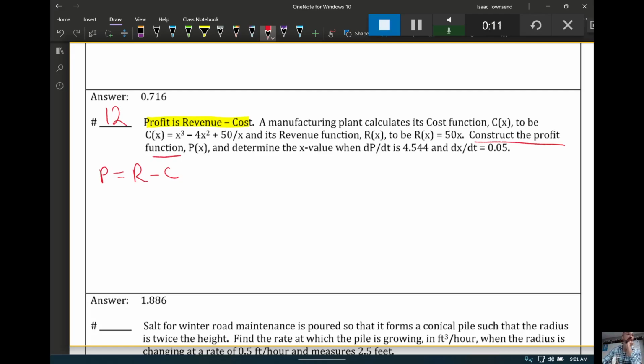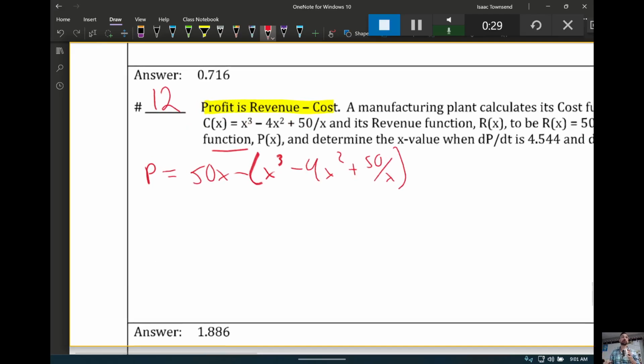Revenue is all the money you take in. Cost is the money that you have to spend to get the stuff. So we could do R, which is 50x, and then take away C. So that's the profit function. Revenue, all the money coming in, subtract cost, all the money going out. Whatever is left over is your profit. And of course, we should probably distribute this.